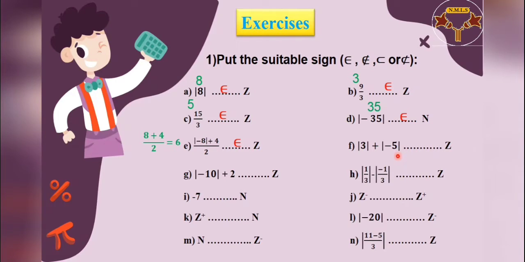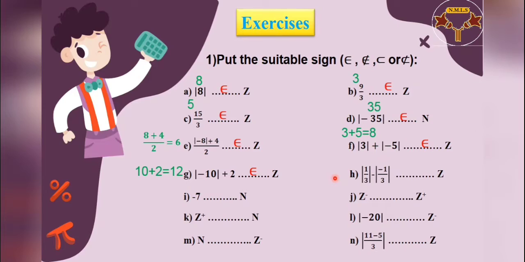Number F, absolute value of 3 plus absolute value of negative 5 and Z. Here absolute value of 3 is 3, plus absolute value of negative 5 is 5. 3 plus 5 equals 8. 8 belongs to Z. Number G, absolute value of negative 10 plus 2. Absolute value of negative 10 is 10, plus 2 equals 12. 12 belongs to Z.